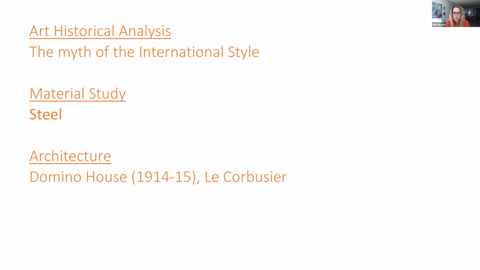So our class goals today, we are going to look at the myth and the makeup of what's called the international style. The material study here would primarily be steel, as that's what makes most of these structures possible. And we'll look at more case studies than the Domino House, but we'll begin with the Domino House. We will look at some work by both Le Corbusier and Oscar Niemeyer in a slightly different context than the way we talked about his work in Brasilia.